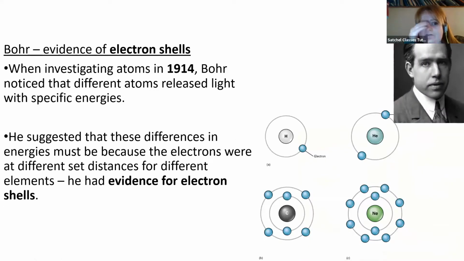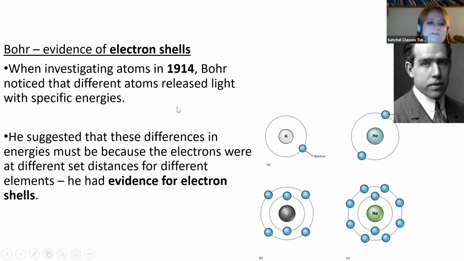Okay, and then even a little bit later, 1914. So Bohr, Niels Bohr, you come across him, you study physics at higher levels, you come across him even more. Different atoms release light with different energies. So that means that if you heated them up, like in a lamp, a mercury lamp or a sodium lamp like a street light, he said that they all glow different colours. Okay, and that means they've got different energies. So suggesting these differences must be due to the different distance of different electrons and electron shells.